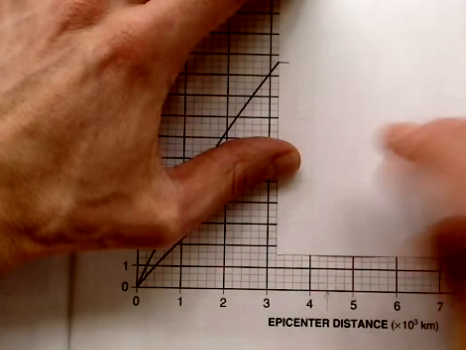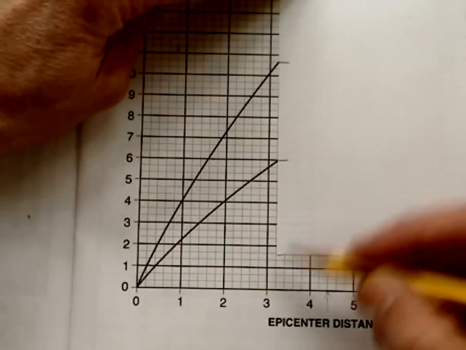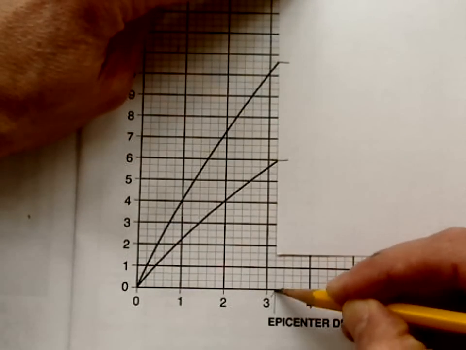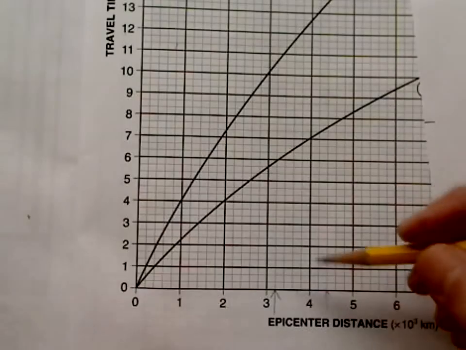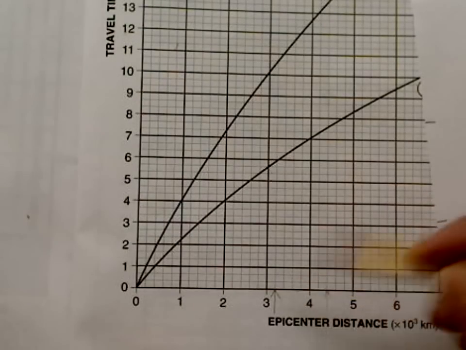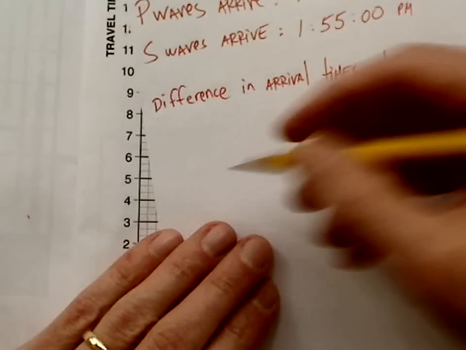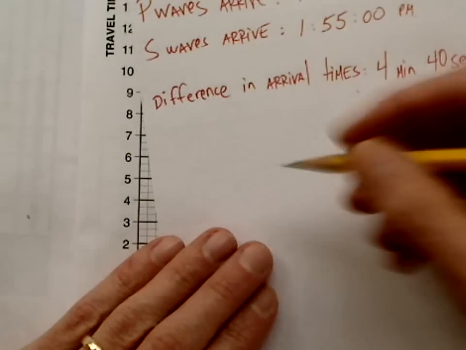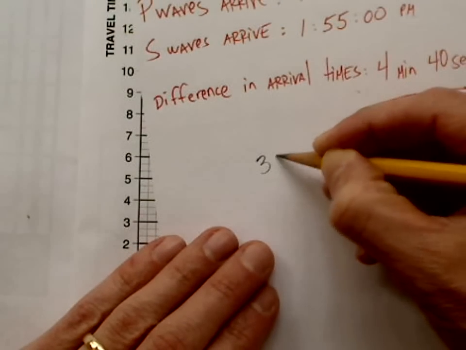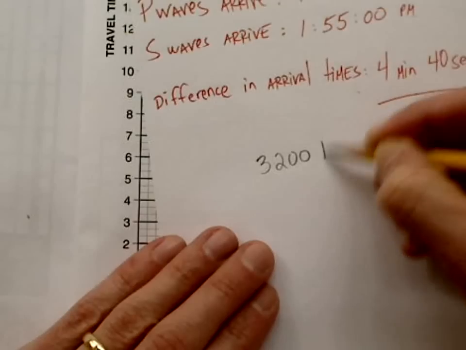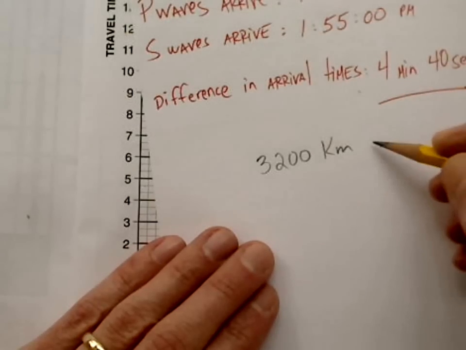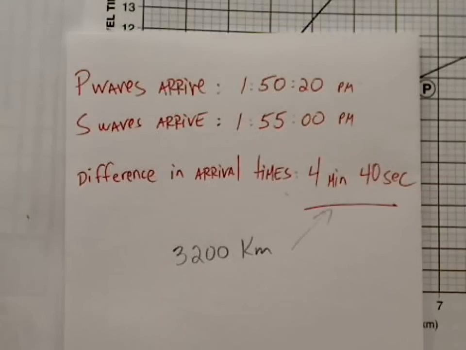Okay? And then what you want to do is follow that down to right here. And again, count them out. These go by 200s. So the answer is the distance to the epicenter, in this case, was 3,200 kilometers, when that is the difference in the arrival time of my S and P waves.